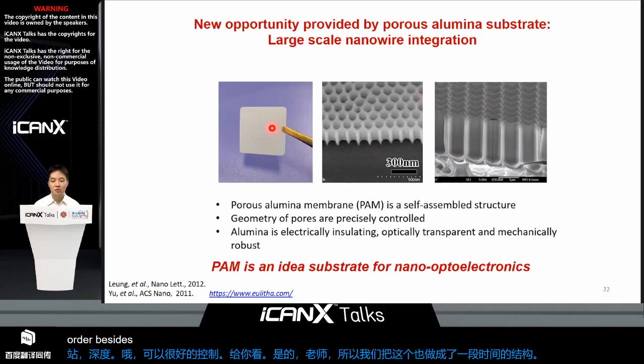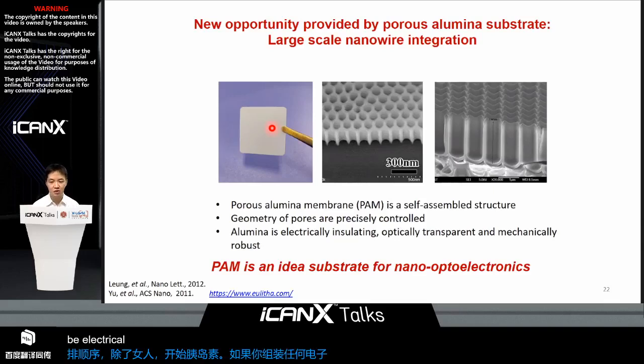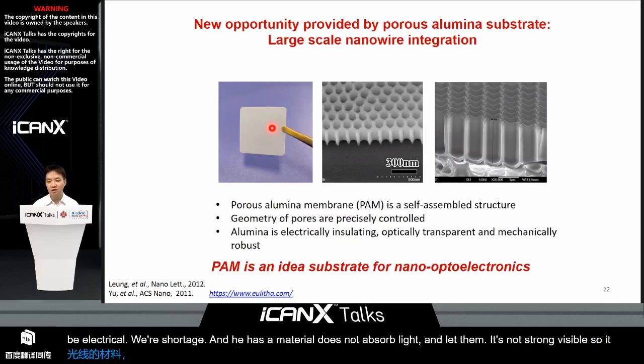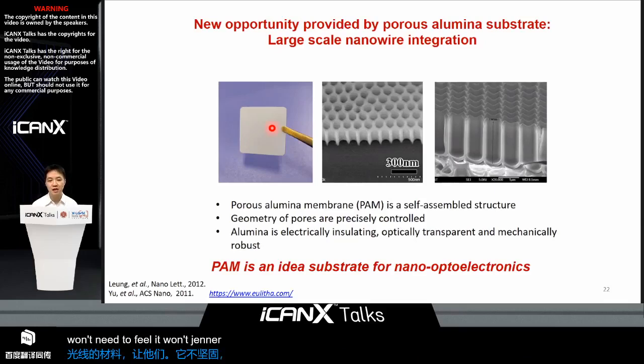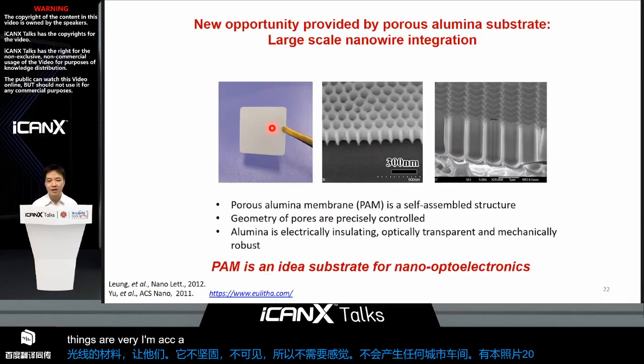Besides, the porous alumina itself is aluminum oxide, so it's an insulating material. If you assemble any electronic or optoelectronic material inside, you won't have electrical leakage or shorting problems. And because the material does not absorb light, it's a wide bandgap material, right? It does not absorb visible light. So it won't generate any parasitic light absorption for a visible band optoelectronic device. And of course, it is itself mechanically robust and chemically stable.